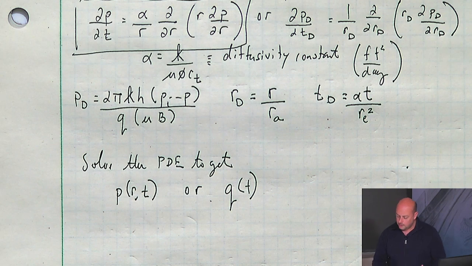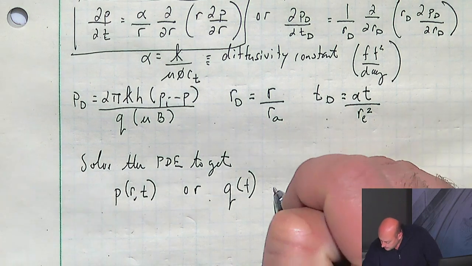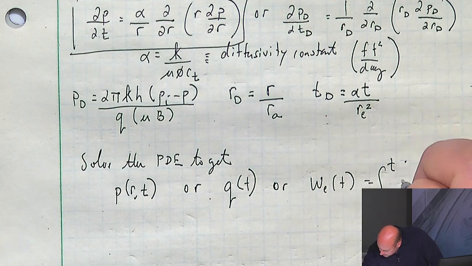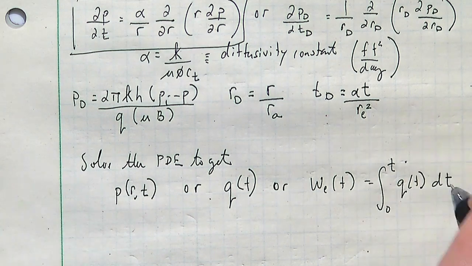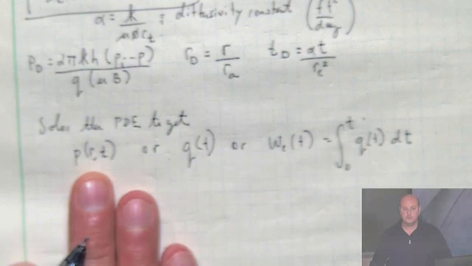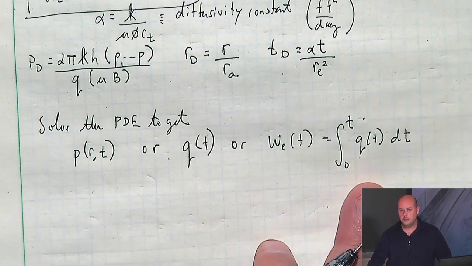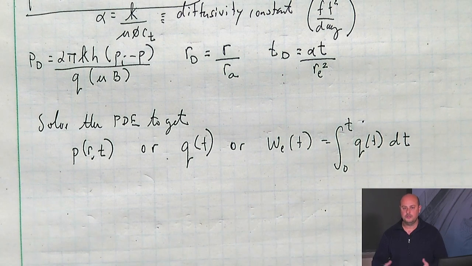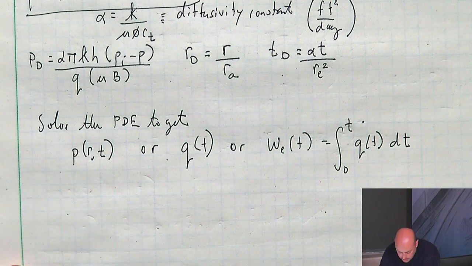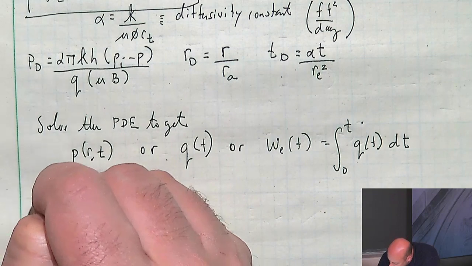Or, we might want the cumulative amount of water encroached from the aquifer to the reservoir. So that would be WE of t, which is the integral from 0 to t of Q of t dt, right? So a solution to that PDE could give us any of those three things. In Reservoir 1, I was maybe most concerned with the pressure or maybe the rate. Today, we're going to be most concerned with this cumulative water influx, much like the last week where we've been discussing this. To solve the PDE, you need an initial condition.